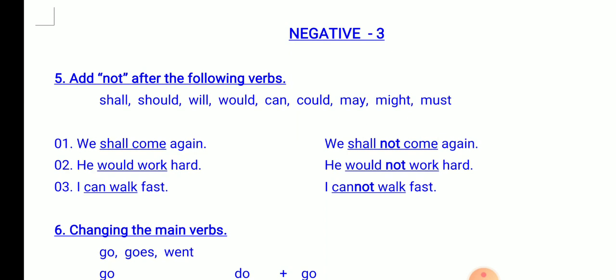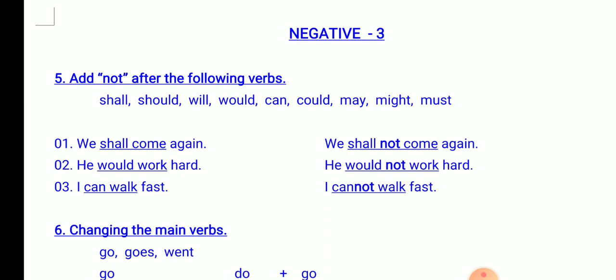Look at the examples. The first sentence is, we shall come again. There are 2 verbs in this sentence, shall and come. Just add not after shall and the sentence becomes negative. We shall come again becomes negative as we shall not come again.